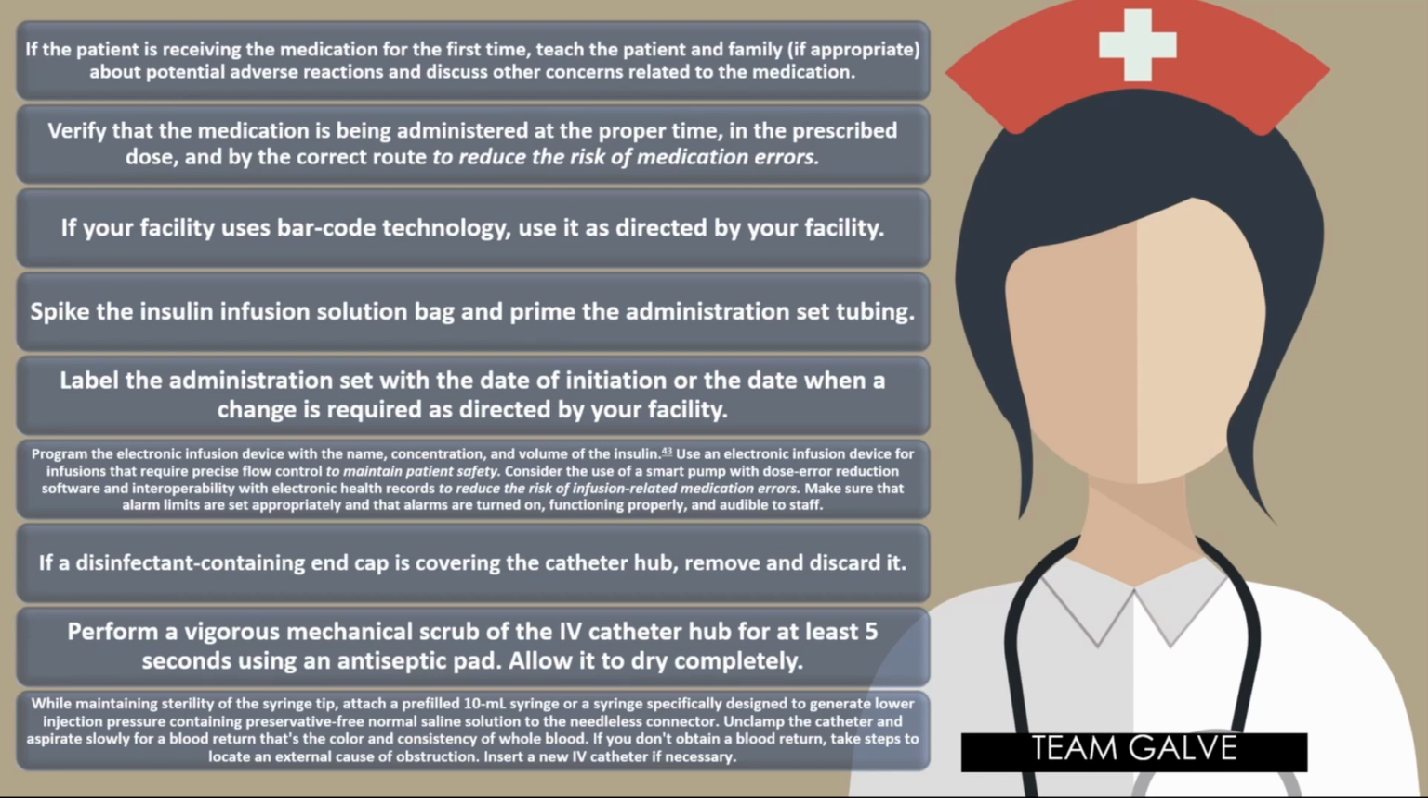Next, while maintaining sterility of the syringe tip, attach a pre-filled 10 ml syringe or a syringe specifically designed to generate lower injection pressure containing preservative-free normal saline solution to the needleless connector, yung tinatawag nating microclip. Unclamp the catheter and aspirate slowly for a blood return that's the color and consistency of whole blood. If you don't obtain blood return, take steps to locate an external cause of obstruction. Insert a new IV catheter if necessary.